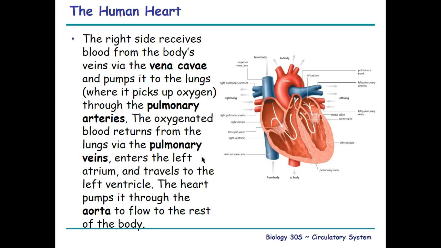The right side receives blood from the body's veins via the vena cava and pumps it to the lungs, where it picks up oxygen through the pulmonary arteries. The oxygenated blood returns from the lungs via the pulmonary veins, enters the left atrium, and travels to the left ventricle. The heart pumps it through the aorta to flow to the rest of the body.